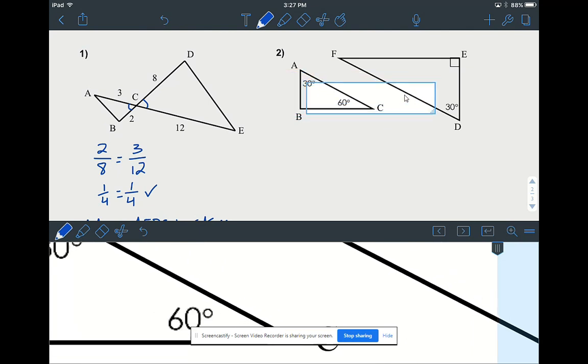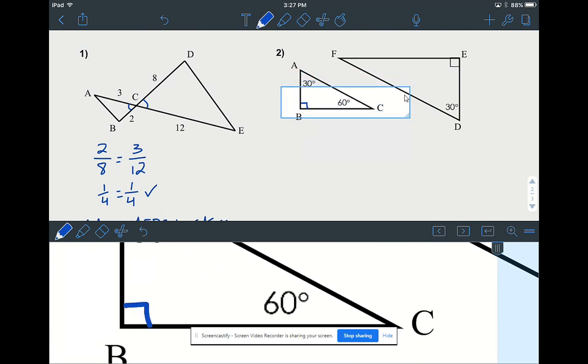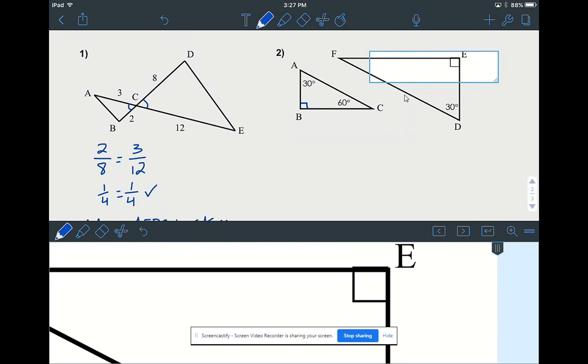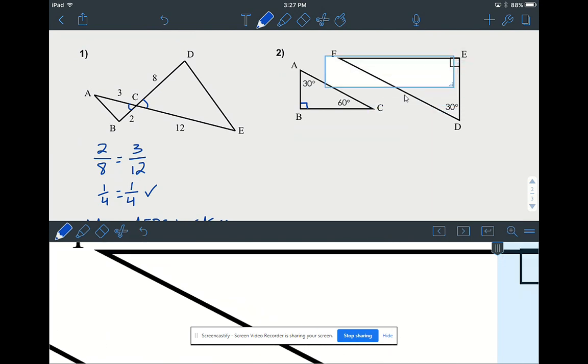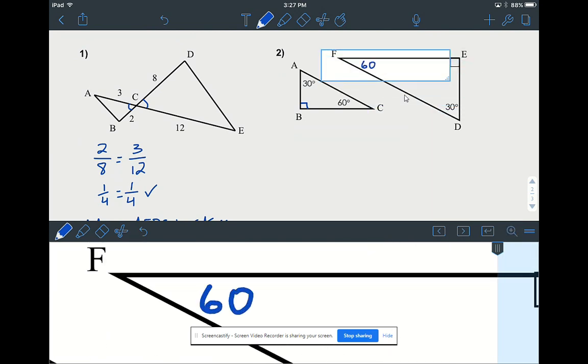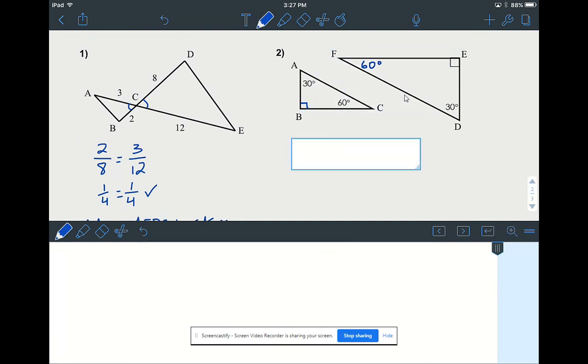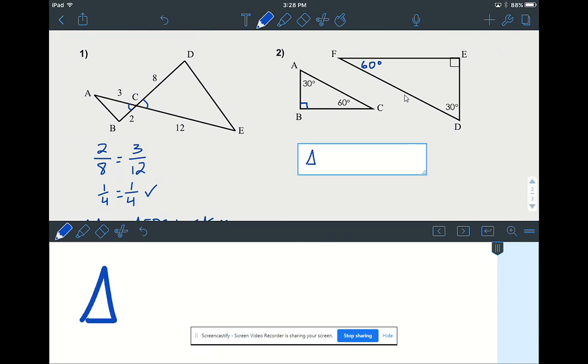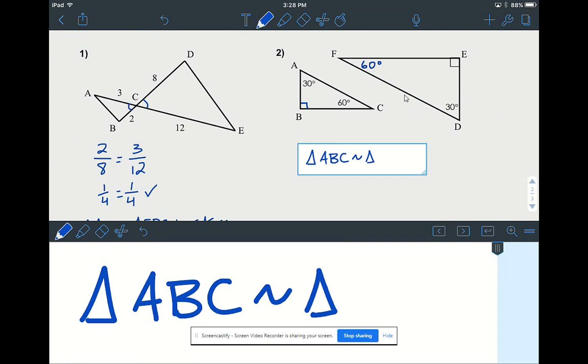So we've got a 30, 60, 90 triangle here, and we've got a 90-degree over here and a 30, so that means this is also a 60. So therefore they have to be similar because we have at least two angles congruent to each other. So we know they're similar. We can write our similarity statement. So triangle ABC is similar to triangle DEF.